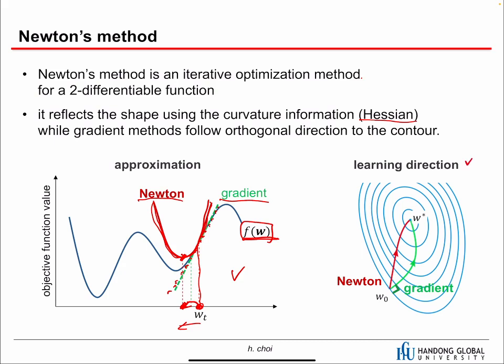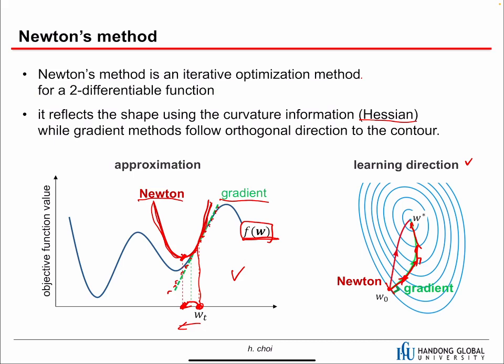So let's take a look at this figure. We are here, and the gradient direction is always orthogonal to this contour. We take one step, and then we find another orthogonal direction from this point, and then we take another step, and then we have to take an orthogonal direction again. This is how a gradient method works.